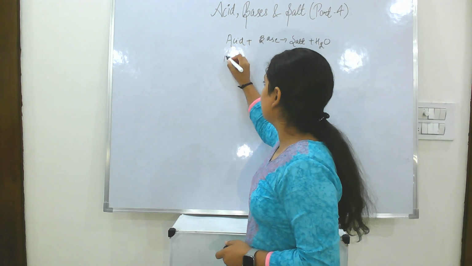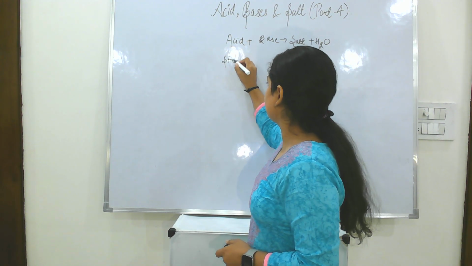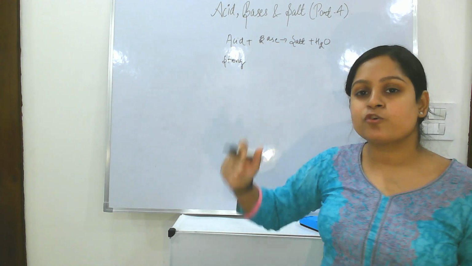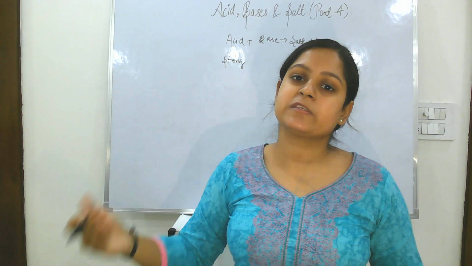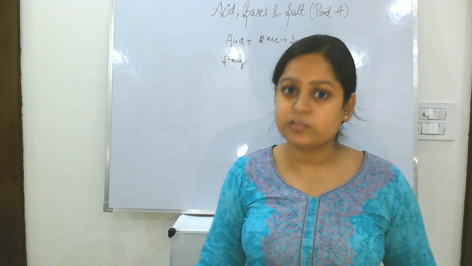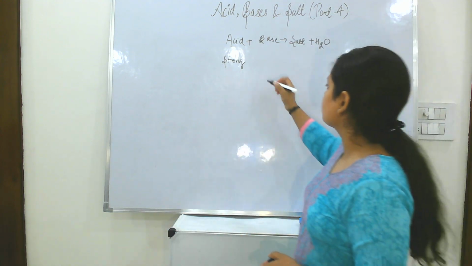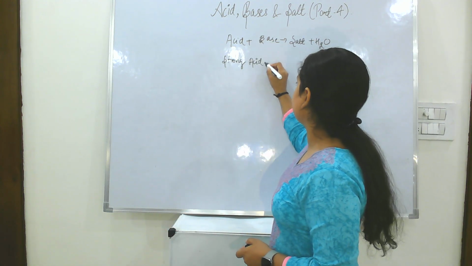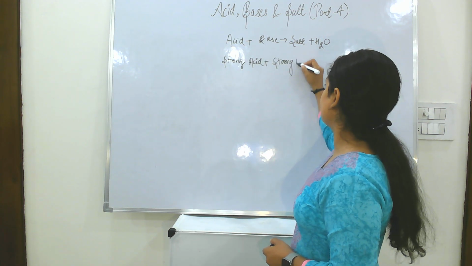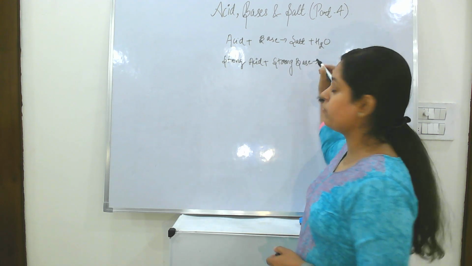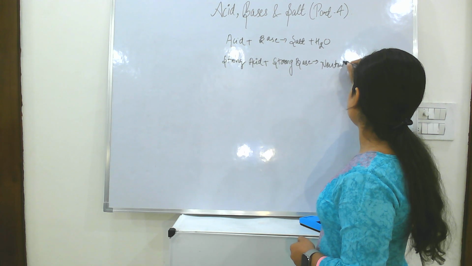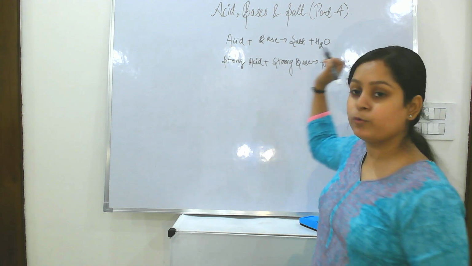So you know about strong acid and weak acid, strong base and weak base. Strong acids are those which release more H plus ions, and strong bases are those which release more hydroxide ions when dissociated in water. So when strong acid reacts with strong base, they will give a neutral salt. And what is the pH of neutral salt?